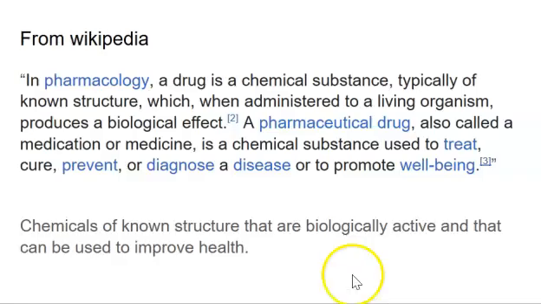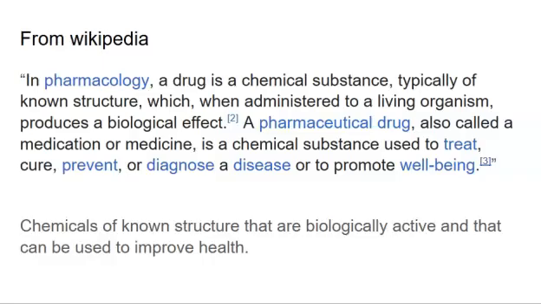And so let's define what a drug is. So I took this from Wikipedia. In pharmacology, which is the study of drugs, a drug is a chemical substance, typically of known structure, which, when administered to a living organism, produces a biological effect. A pharmaceutical drug, which is also called a medication or medicine, is a chemical substance used to treat, cure, prevent, or diagnose a disease or to promote well-being, right?